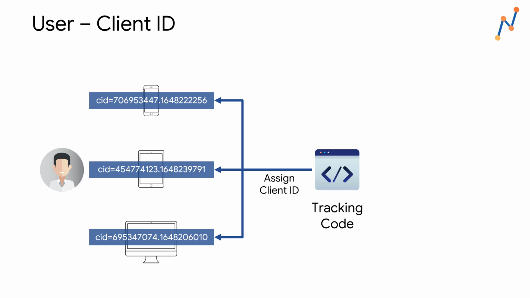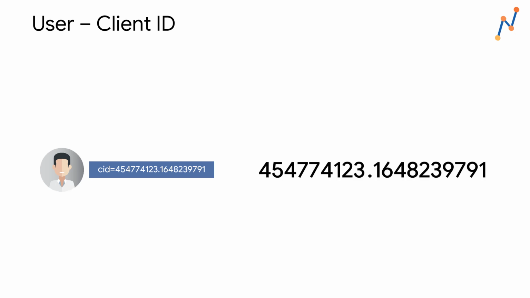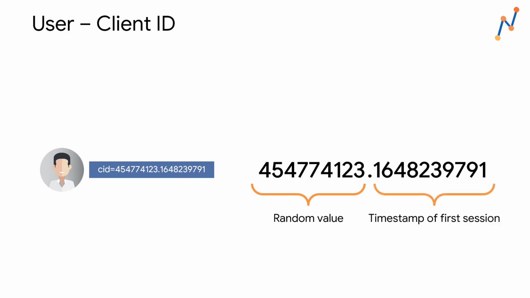And these client IDs are sent to Google Analytics by the tracking code with each hit or event. Obviously, all client IDs differ, and this is how Google Analytics will distinguish between the browser instances. So what is this client ID made of? Basically, it consists of two parts. The first part is a random value, while the second part represents the timestamp of the first session in Unix epoch time, which is seconds since 1st January of 1970.